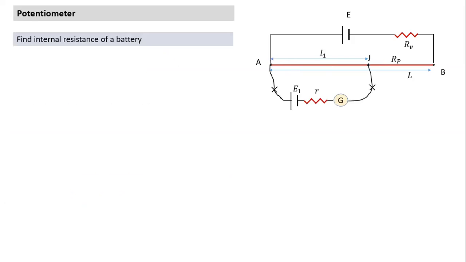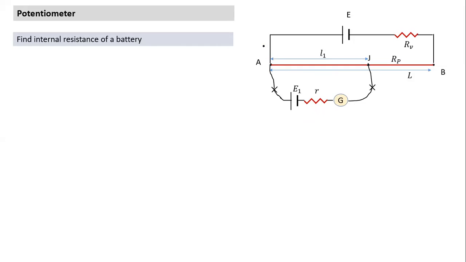Let's do something more. Yesterday we did two things: how to find the EMF of a battery, and how to compare the EMF of two batteries. In that case, at a time one battery is connected, then the second battery is connected. They can be connected one by one, or with a two-way switch. We can also find out the internal resistance of a battery. Let's understand how to find out the internal resistance of a battery.